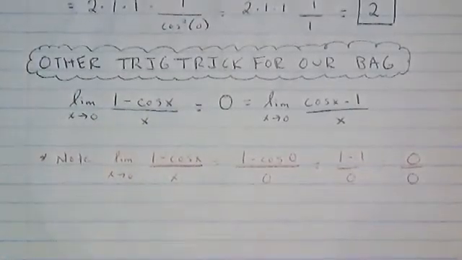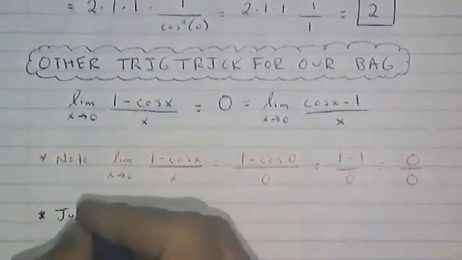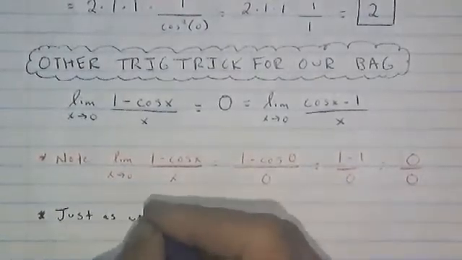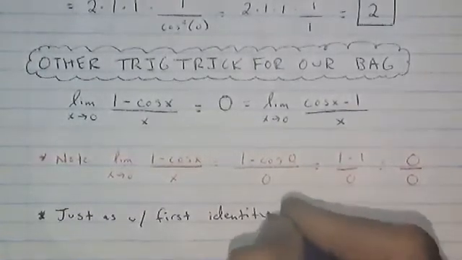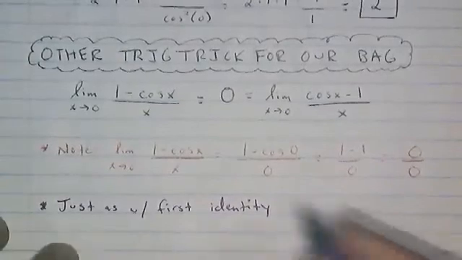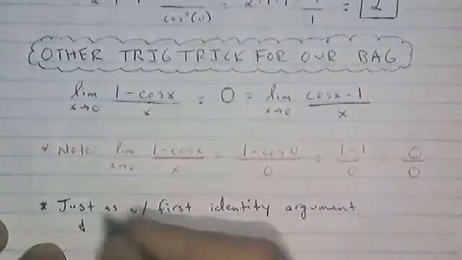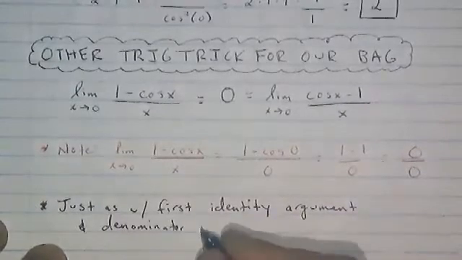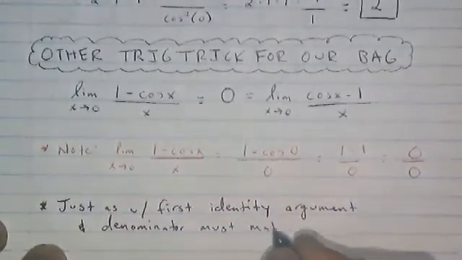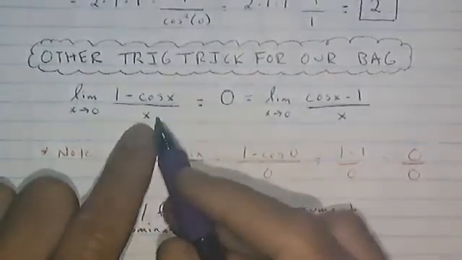Also note that just as in the case with our sine identity, the argument and denominator must match. Whatever is in the cosine has to match what's down here.